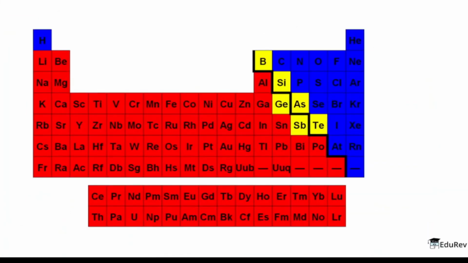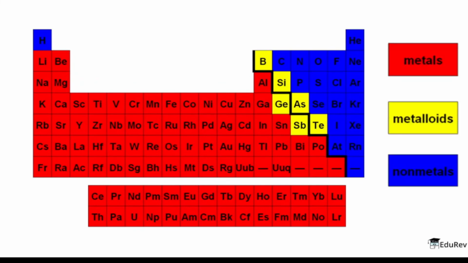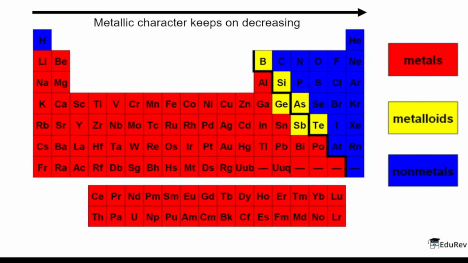So the periodic table consists of three types of elements: the metals, the non-metals, and the metalloids. On the left hand side of the periodic table we have all the metals, and on the right hand side we have all the non-metals. In between we have something called the metalloids, which are also called semi-metals because they exhibit certain properties of metals and certain properties of non-metals. They are very important because they form what we call semiconductors. So it's quite clear that as we go from left to right in the periodic table, the metallic character keeps on decreasing or the non-metallic character keeps on increasing.